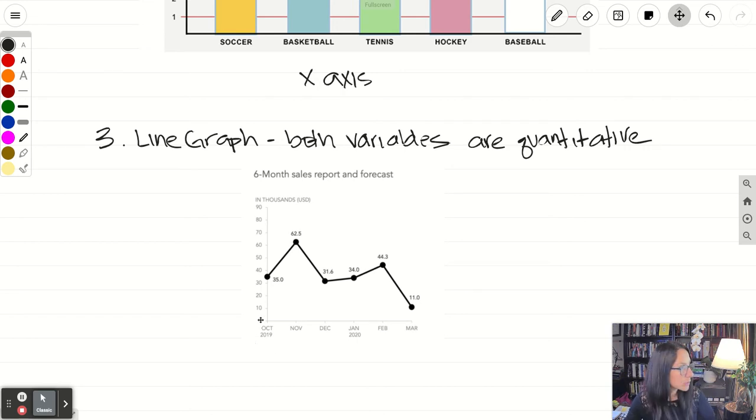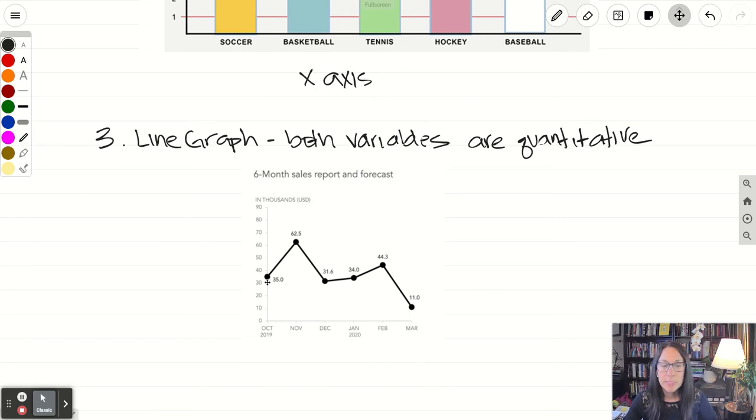of sales. And so the title is telling you what this graph represents, and this graph is representing a 6-month sale report and forecast. Okay, and so it's telling you how much this company sold of a certain product. So this is very useful for a company to know: are sales up, are sales down? Like, what are we trending? Are we trending down? Are we trending up? So it's very important to know those kinds of things.